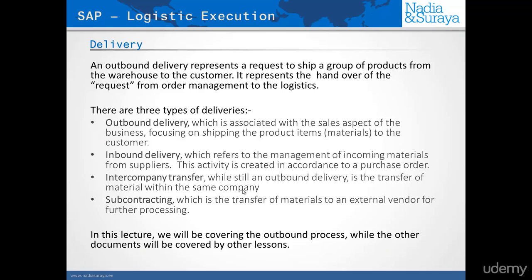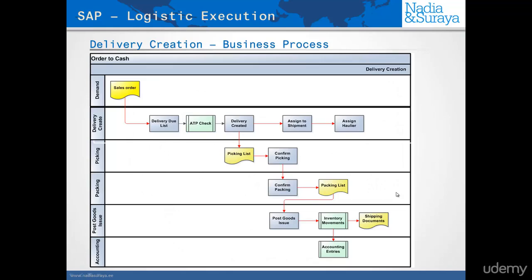And lastly, you have outbound deliveries from a process called subcontracting, which is where we ship products from a warehouse to a vendor so that they can work on the product, they can do extra manufacturing processes and so forth, and then they send the product back to us.